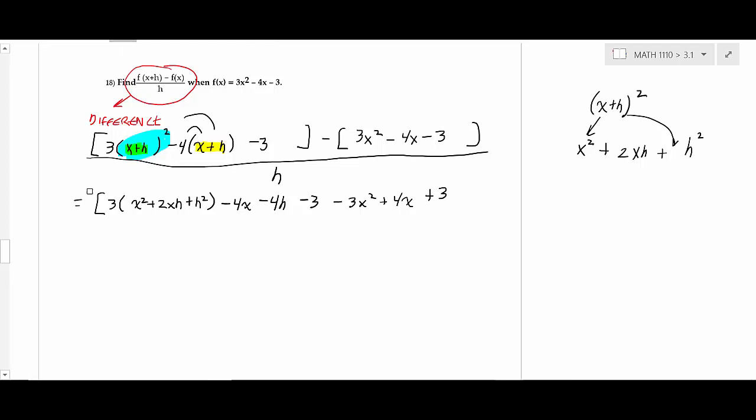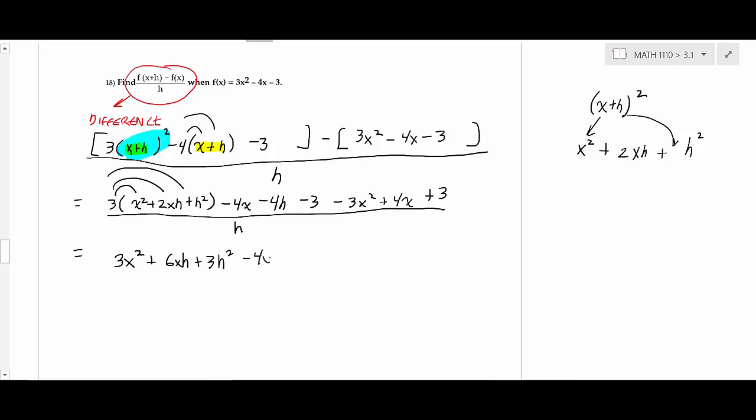I don't really need that bracket anymore. The purpose of that was just to show you how to get this set up. Now a whole bunch of things are going to start canceling out. Let's go ahead and do this distributive property. You want to write several steps on this, so you're doing it carefully. That would be 3x squared plus 6xh plus 3h squared. Now I'm just going to rewrite the rest of it, and then I'll show you how this works out.